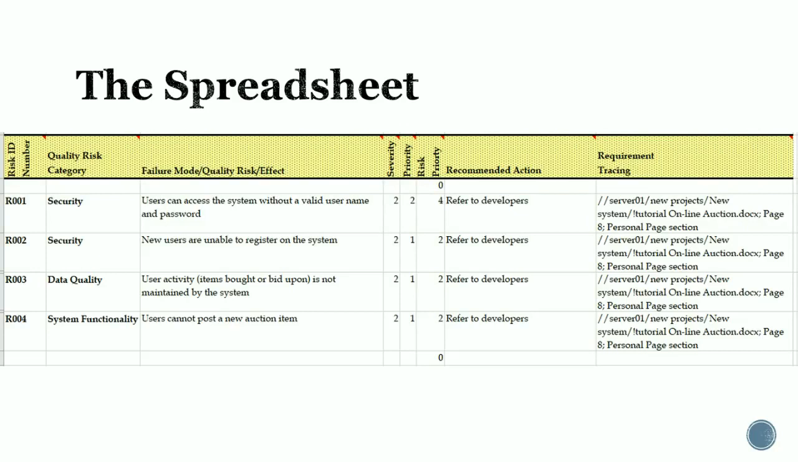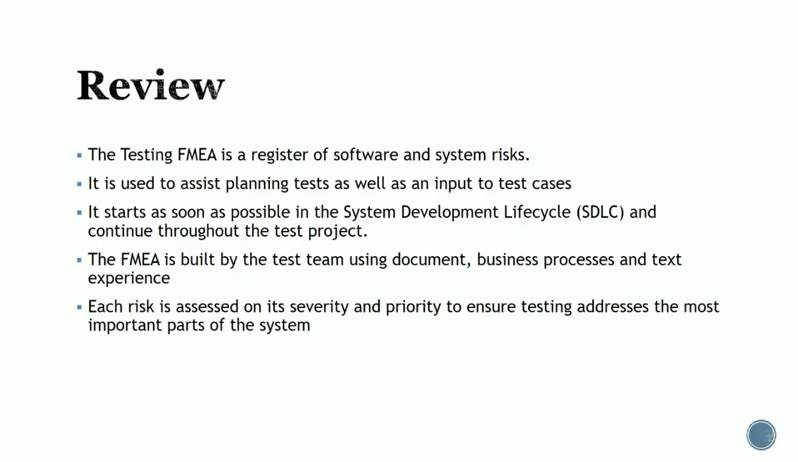So the system is not functioning as it should. It's a severity 2, priority 1. You can figure out why, and the recommended action, if it's not working, the only people who can fix it are the developers, and your reference to it. So they're 4 items out of a small area. That's what it should look like.